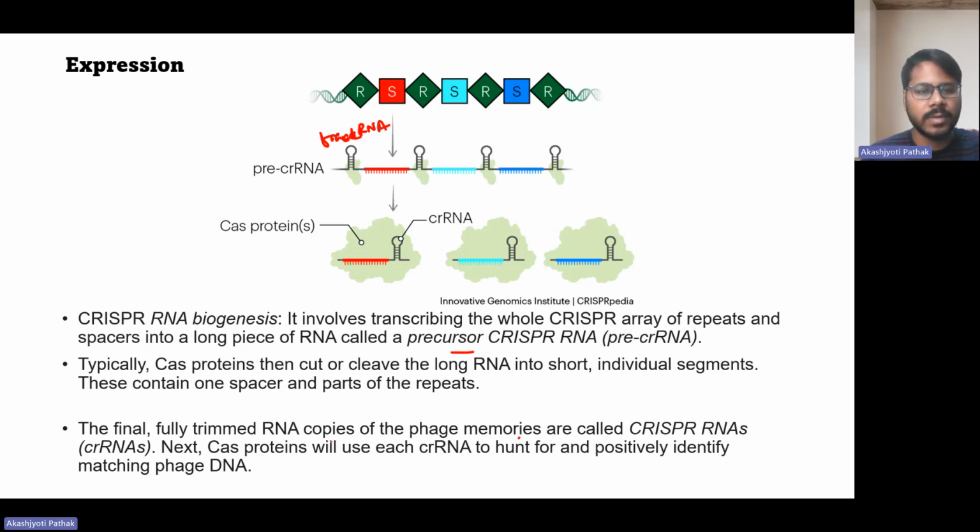Next, the Cas protein. These Cas proteins will then come and form a complex with this RNA particles and positively identify matching phage DNA.